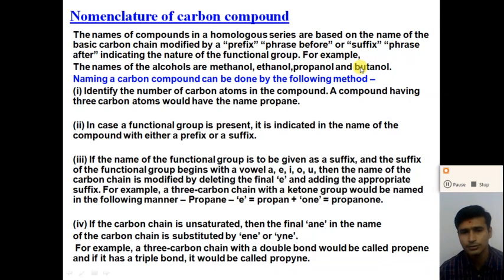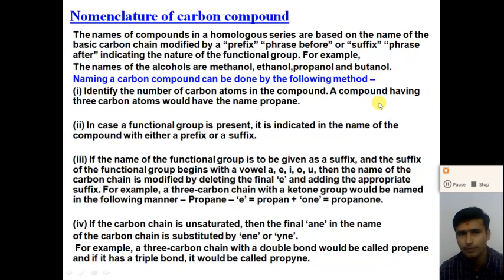So there are some steps to name the carbon compound, or the naming of the carbon compound can be done with the help of some steps. So you need to remember this way how the naming of the carbon compounds is done. First point is to identify the number of carbon atoms in the carbon compound. So the first step is to identify the number of carbon atoms in the carbon compound, right?